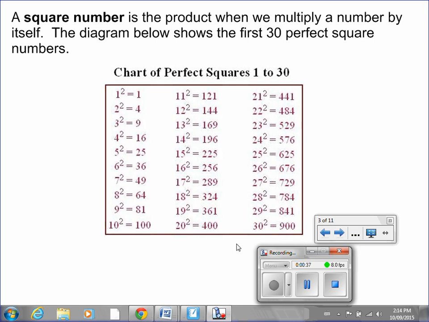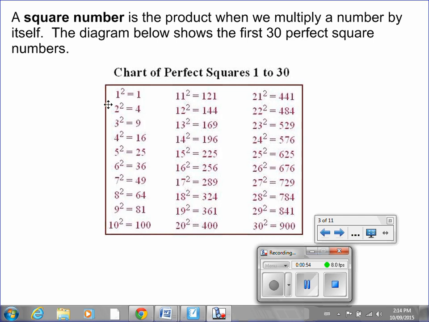Okay, and first off, I'm not going to expect you to memorize all of these perfect squares. What you're probably going to find by the end of our unit, though, is that you'll be able to remember between the first 10 and 12 perfect squares.